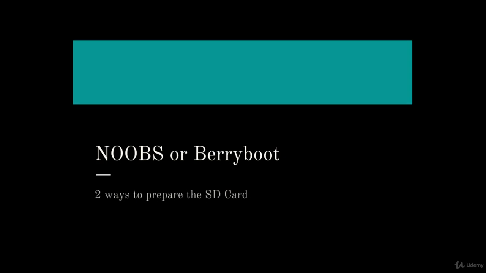Now I'd like to talk about two different ways to install your operating system on the Raspberry Pi, NOOBS and Berryboot. Both ways are pretty straightforward and simple to do. There are pros and cons for each one of them, and we'll just go through those so you can pick the best way to install your operating system for the project that you have in mind.